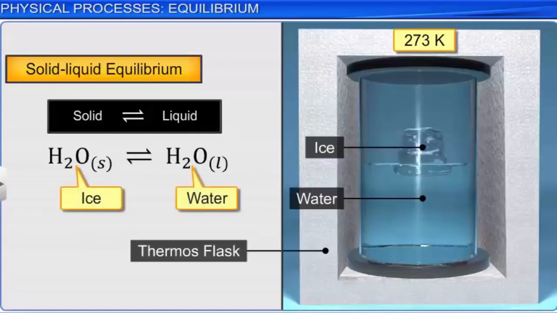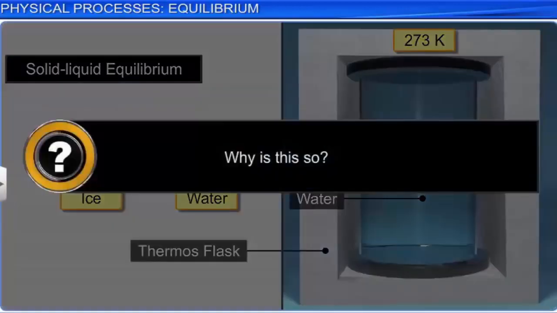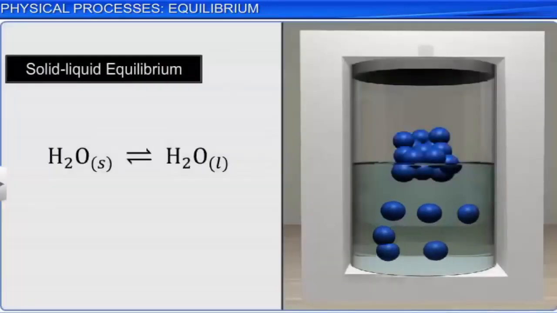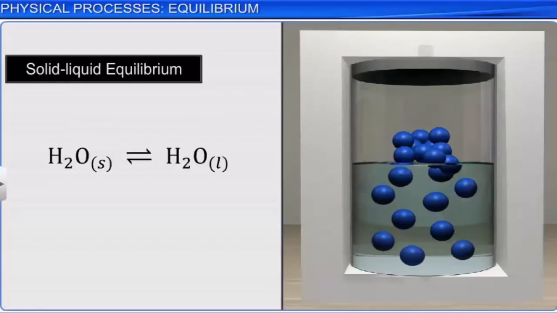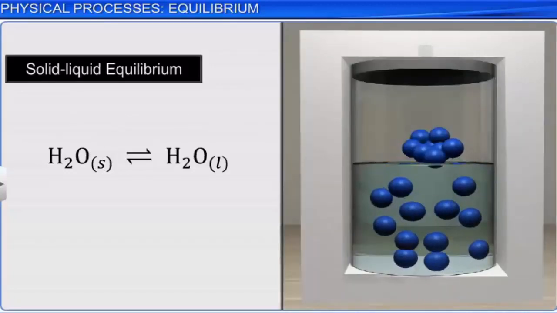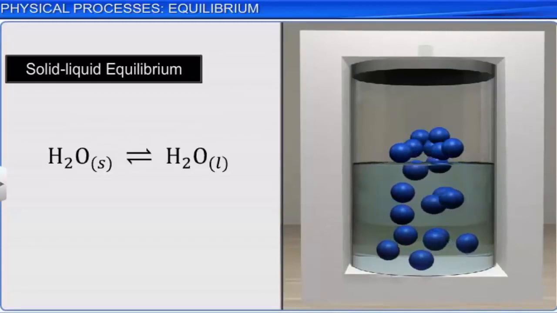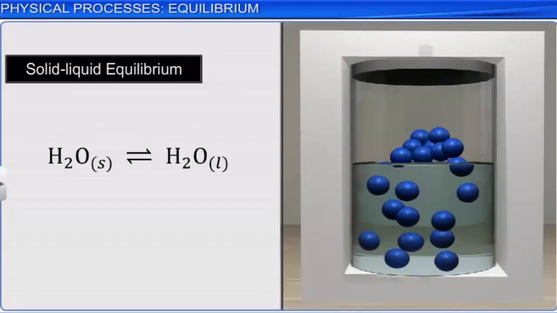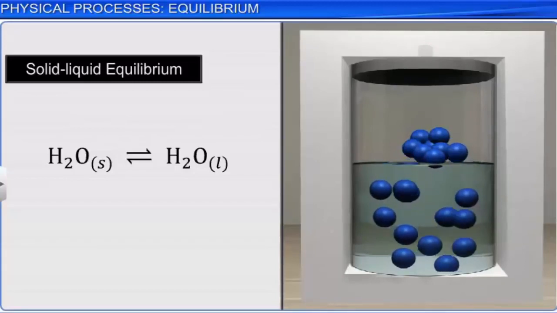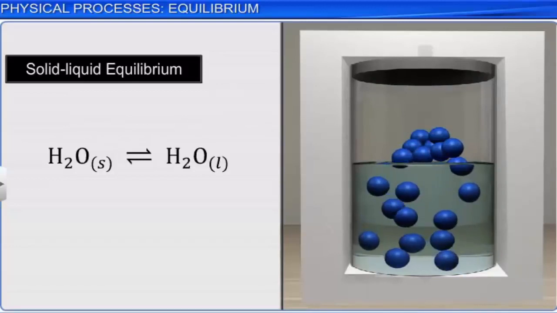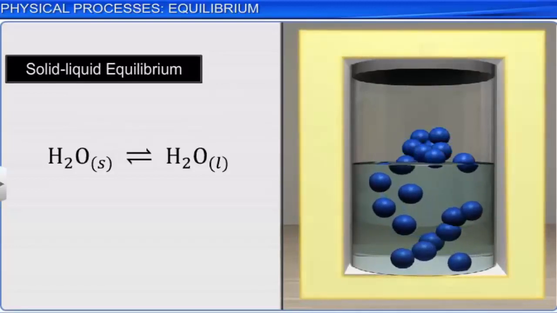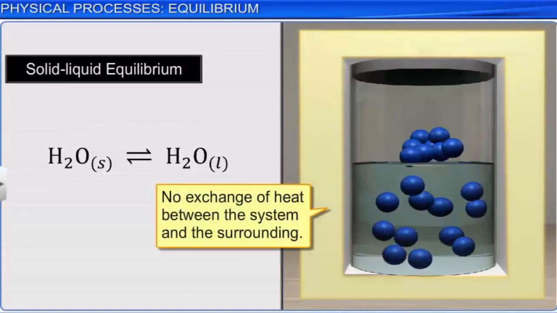Why is this so? Ice-water equilibrium is a dynamic equilibrium, where the number of molecules going from ice into water and the number of molecules going from water into ice are equal. As the rates of transfer of molecules from water to ice and from ice to water are equal, there is no change in the masses of ice and water. Since the system is insulated, no exchange of heat between the system and the surroundings is possible, and hence, the temperature remains constant.